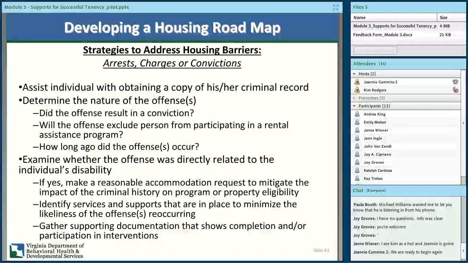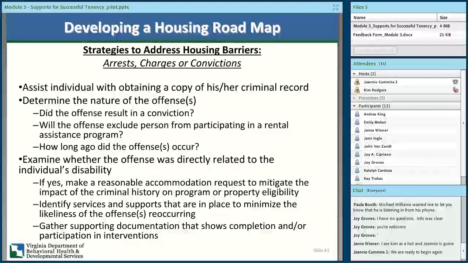because many rental assistance programs and rental properties use what we call look-back periods to decide whether an offense should be considered. If the offense is outside of the look-back period, it may not affect the person's eligibility. Finally, examine whether the offenses were directly related to the individual's disability. If yes, then you want to explore making a reasonable accommodation request to mitigate the impact of the criminal history on program or property eligibility.